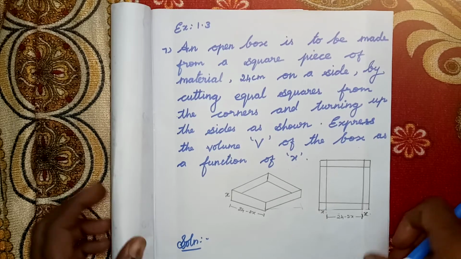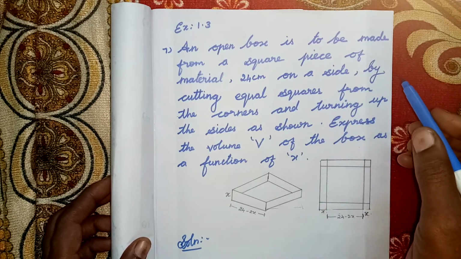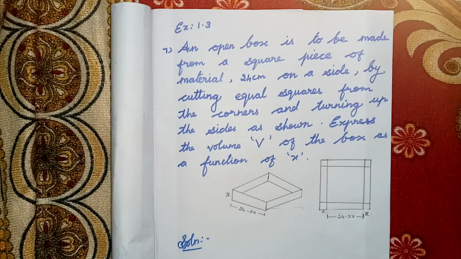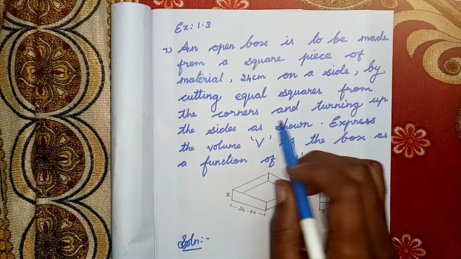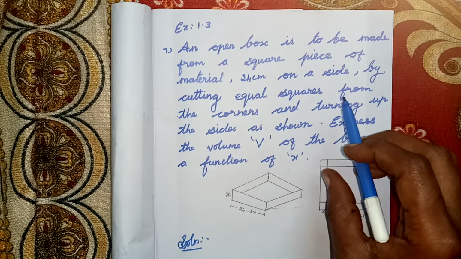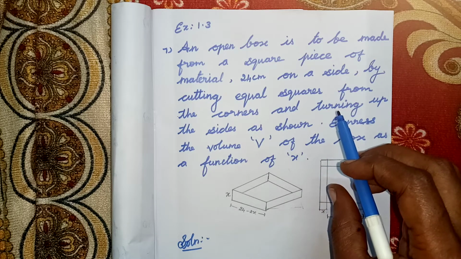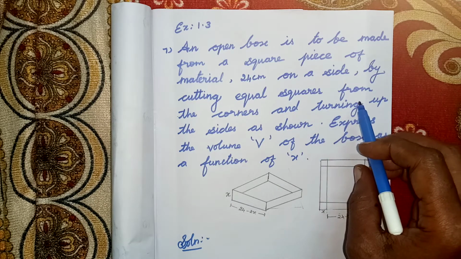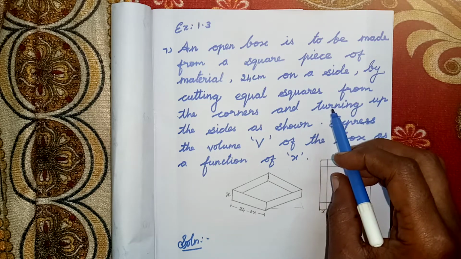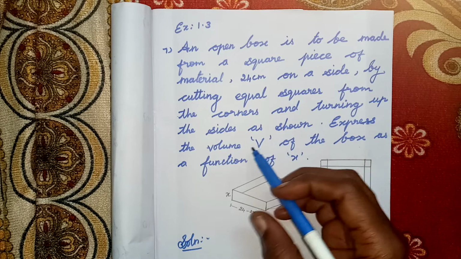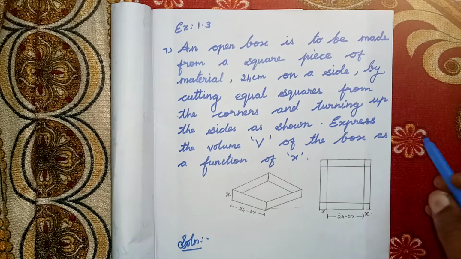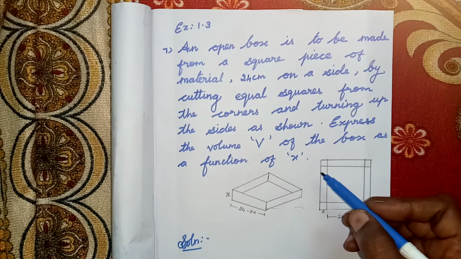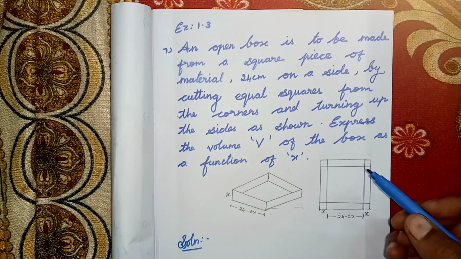Seventh question. An open box is to be made from a square piece of material, 24 centimeter on a side. Each side is 24 centimeter. By cutting equal squares from the corners and turning up the sides as shown, express the volume V of the box as a function of x.